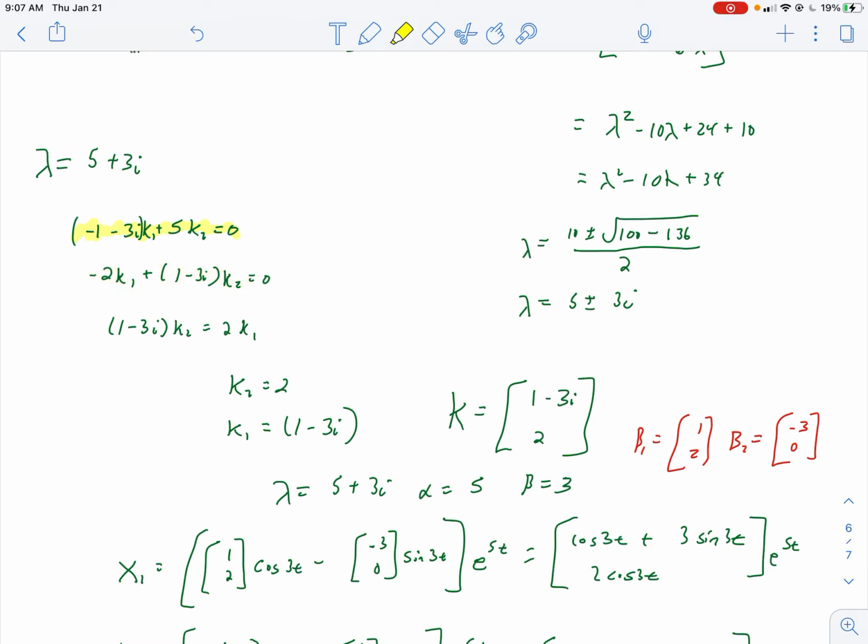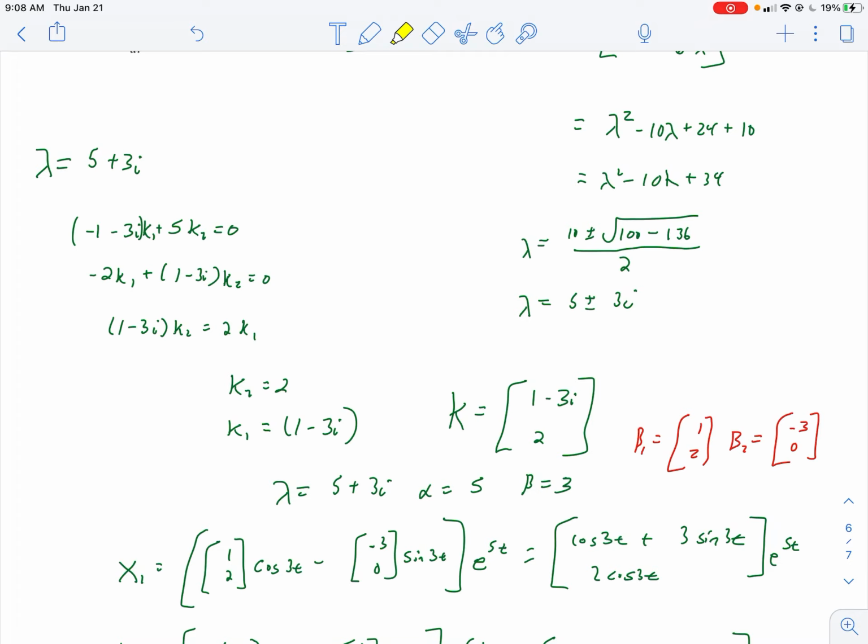Now, again, go with the one that I say I can solve, this one or this one. Notice that I have a minus 2 k sub 1 there, so I'm going to add 2 k sub 1 to the other side. When I do that, I can say, if k sub 2 is 2, then those two match up. Then k sub 1 has to be 1 minus 3i. Again, what I said last video. So k sub 2 is going to be 2, k sub 1 is going to be 1 minus 3i. So therefore, there's my eigenvector. Not very difficult to find that eigenvector.